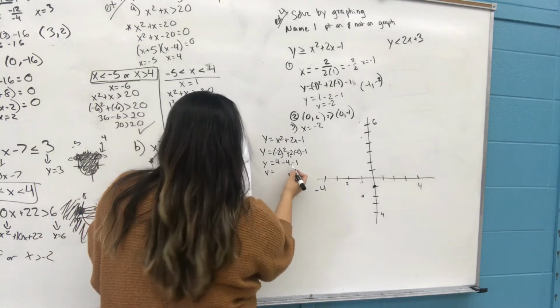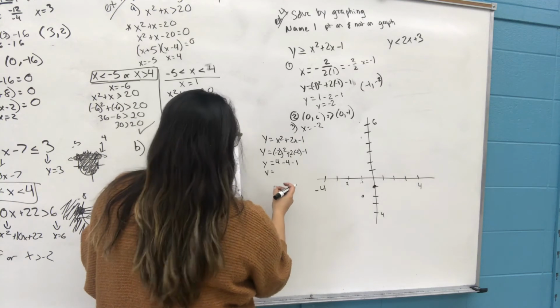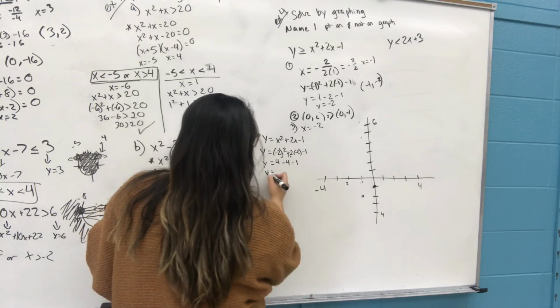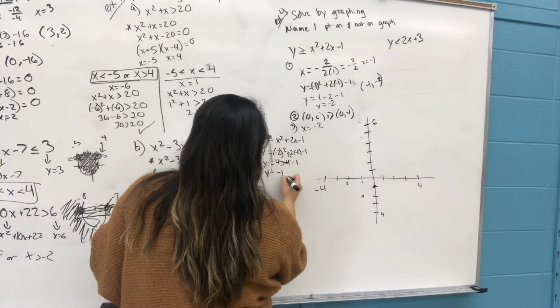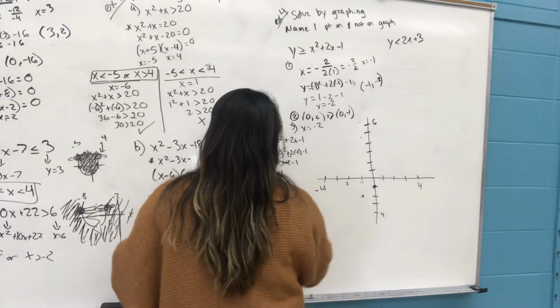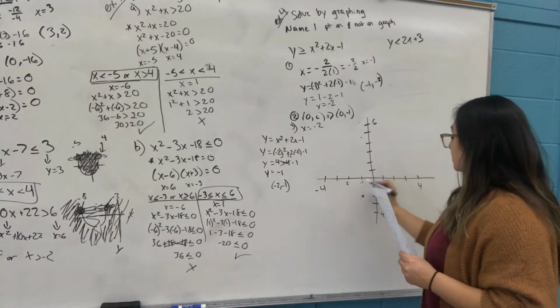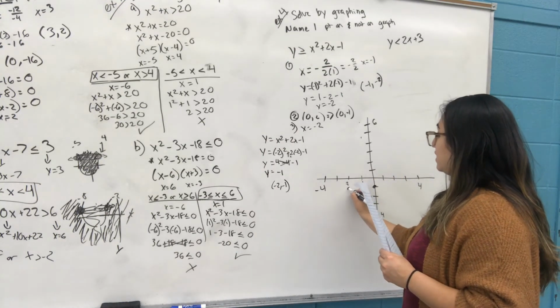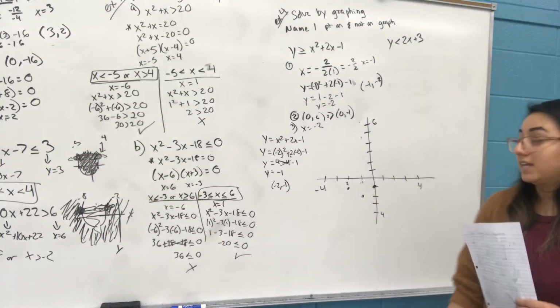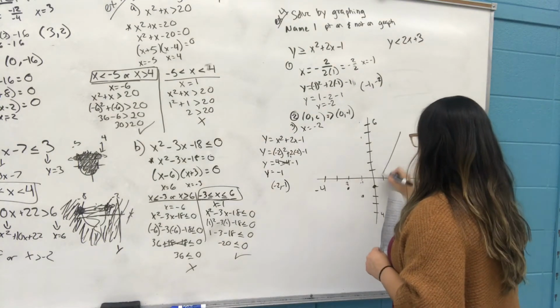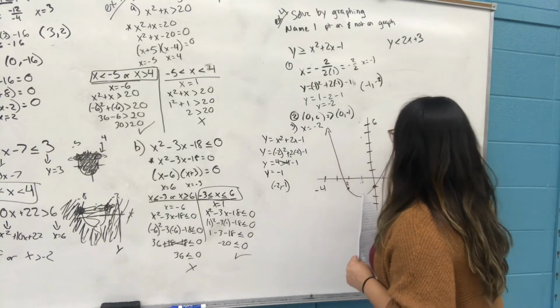4 minus 4, let me see if I did this right. 4 minus 4 is 1, so this gives me -1. So I end up with a point of -2, comma, -1. So -2, comma, -1, and that is my other point that I have. So when I graph it, it's not going to be as equal.